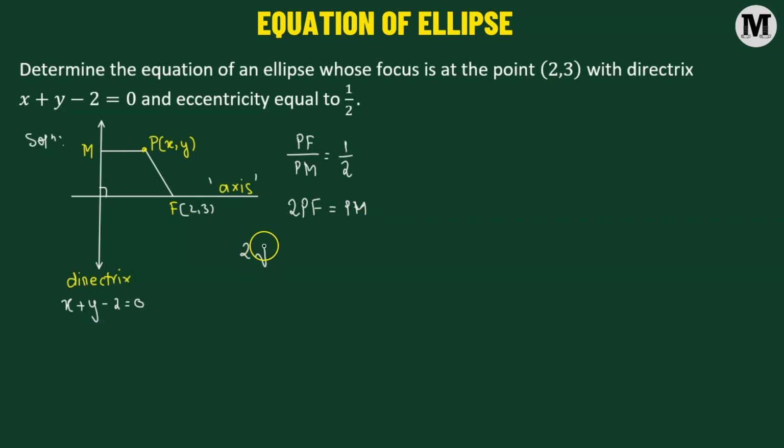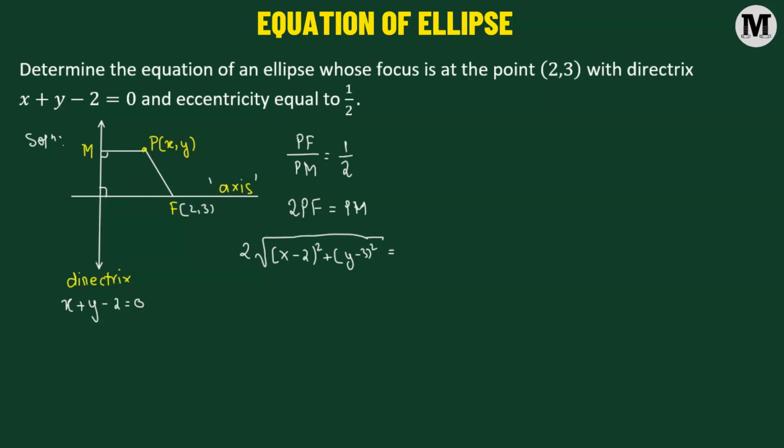Let us begin. So we'll take 2, and 2 will get multiplied to the square root of... here we'll use the distance formula to find out the length PF. We'll take the difference of the x coordinate, so that's x - 2. We're going to square it and then add it to the difference of the y coordinate, so that's (y - 3) whole squared. So this will be equal to PM. PM is the perpendicular distance of point P from the directrix line. So here we'll use a specific formula to find out this perpendicular distance.